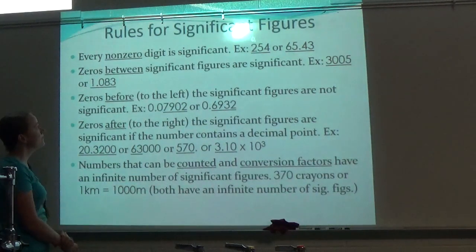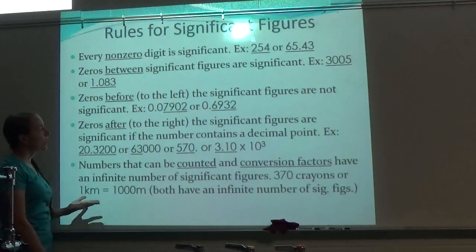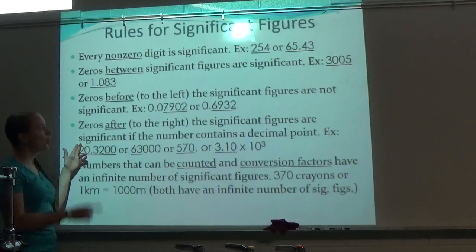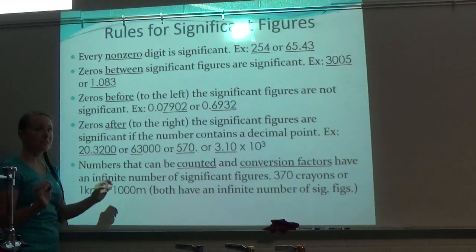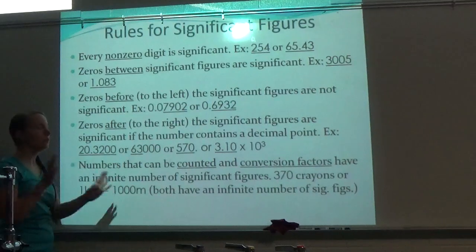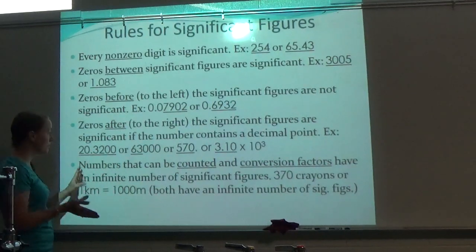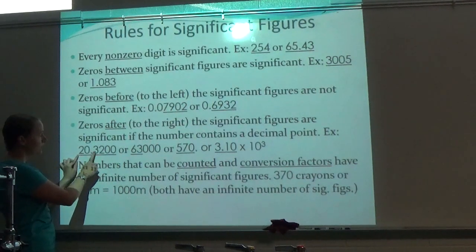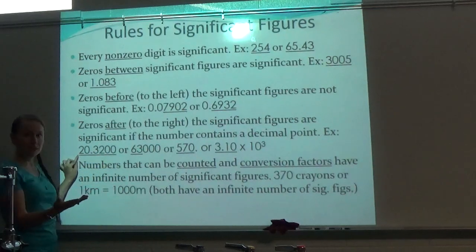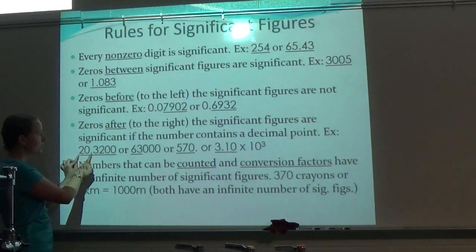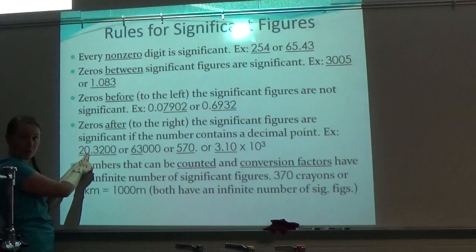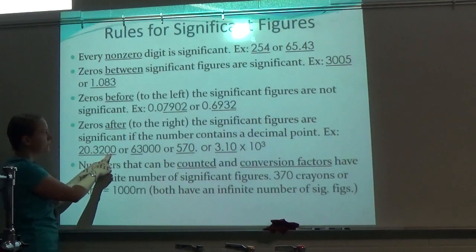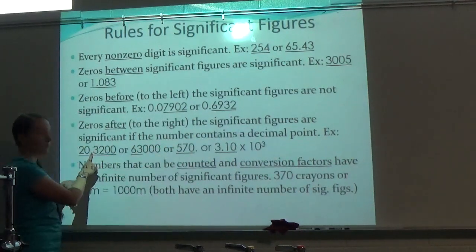All right, and then the last place we can find zeros is after or to the right of the significant figures. So zeros after or to the right of the significant figures are significant only if the number contains a decimal point. Okay, so if you don't see a decimal point, don't add your own. If you don't see one, it does not contain a decimal point. So here, we have 20.3200. Do we see a decimal point? Right there. So the 2, the 3, and the 2 are significant because of rule 1. This 0 is significant because it's a middle 0. And then the end zeros are significant because I see a decimal point.